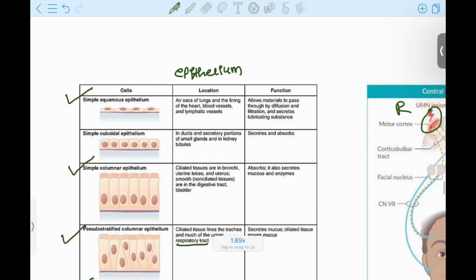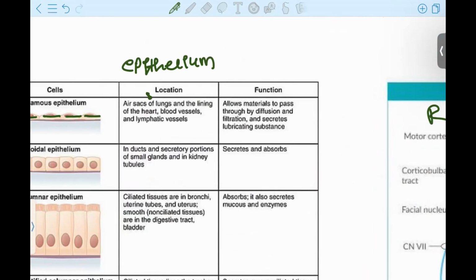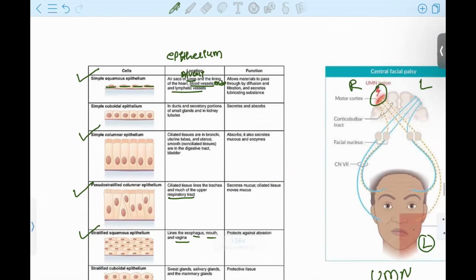What are those? Examples are very, very important. Simple squamous epithelium, only a single layer is present. On the single layers, like your alveoli, like the lungs region, blood vessels, your endothelium, right, and also lymphatic vessels. These are the structures that are covered by the simple squamous epithelium.